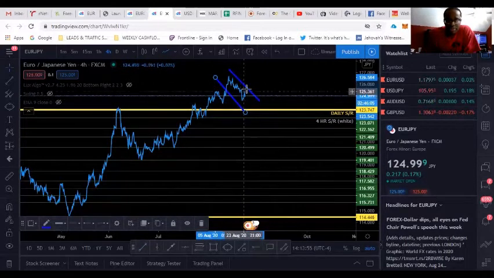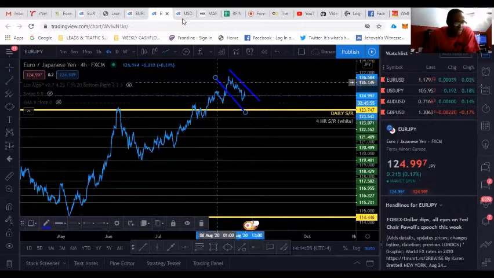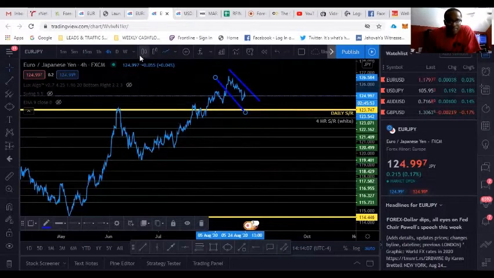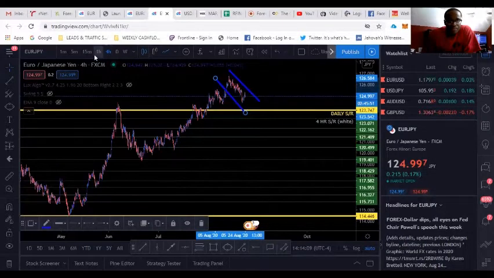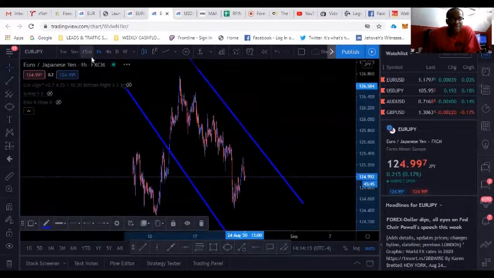Now it probably could be a continuation pattern. By looking at it, it's probably a continuation pattern. So what we're going to want to do is switch to the 1 hour time frame. I'm going to switch the candles and switch to the 1 hour time frame. Now we're going to try to identify what pattern this is.